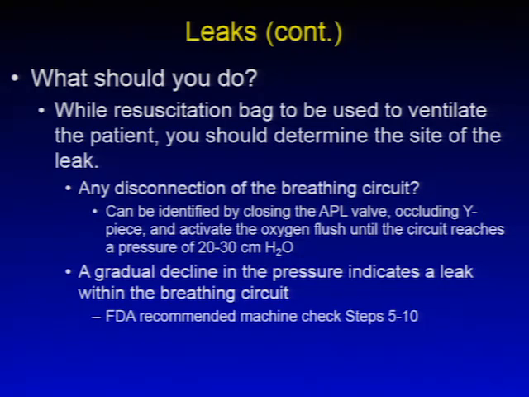Any disconnection of the breathing circuit, you can identify by closing the APL valve, occluding the Y piece, and activating the oxygen flush until the circuit reaches a pressure of 20 to 30 centimeters of water. If you do that and you still see a gradual decline of the pressure, that indicates a leakage inside the breathing circuit, including the breathing machine. So you have to remove the machine from practice and send it for a checkup.